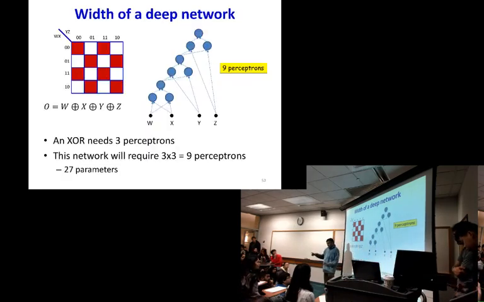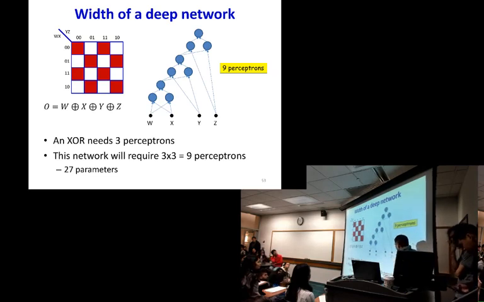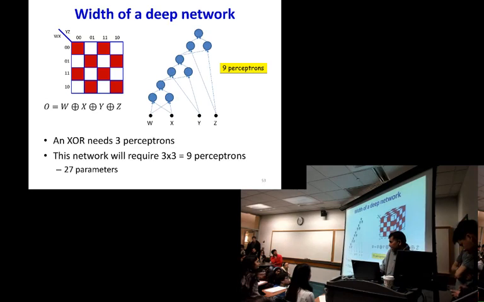I can XOR W and X. That's going to need 3 neurons. That result can be XORed with Y, which needs 3 more neurons. That result is XORed with Z, which needs 3 more neurons. I only need 3×3, 9 neurons in this case. It's not a huge benefit when you have only 4 input variables. Let's say I go up to 6 input variables.